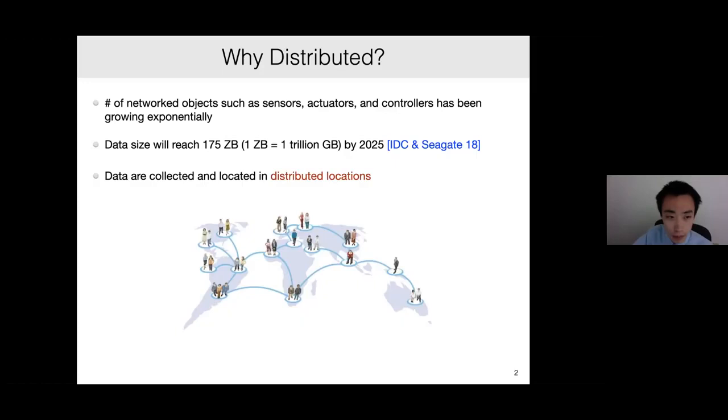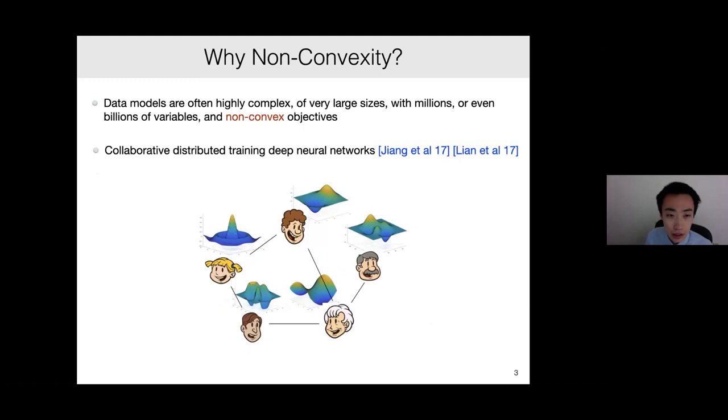And at the same time, all these data models are often highly complex, of very large size with millions or even trillions of variables and with non-convex objectives. For example, when we're training some deep neural networks, network functions are highly non-convex and complicated. And this motivates us to consider distributed non-convex optimization, which can find wide application in both the machine learning and the signal processing community.